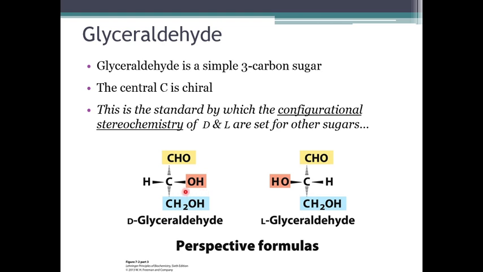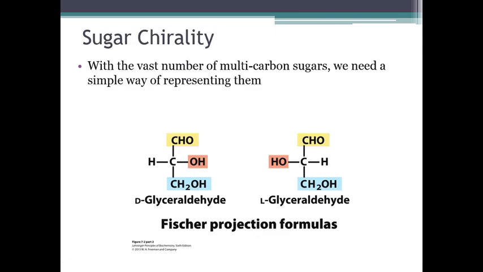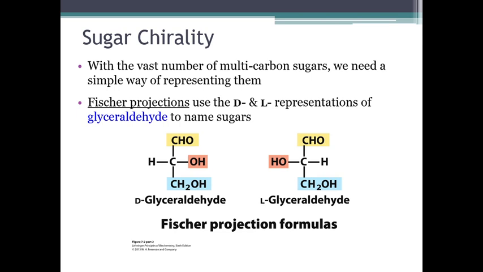Shown here with wedges is a perspective formula. Now, with the vast number of multi-carbon sugars, we need a simple way of representing them. We cannot just go around drawing wedges between bonds, right? So Fischer projections are used for this purpose. They use D and L representations of glyceraldehyde to name sugars. Now, the nomenclature is the same, and the way D-glyceraldehyde and L-glyceraldehyde are defined is also the same as I explained in the previous slide. D-glyceraldehyde is called D-glyceraldehyde because the OH group is on the right side of the carbon.